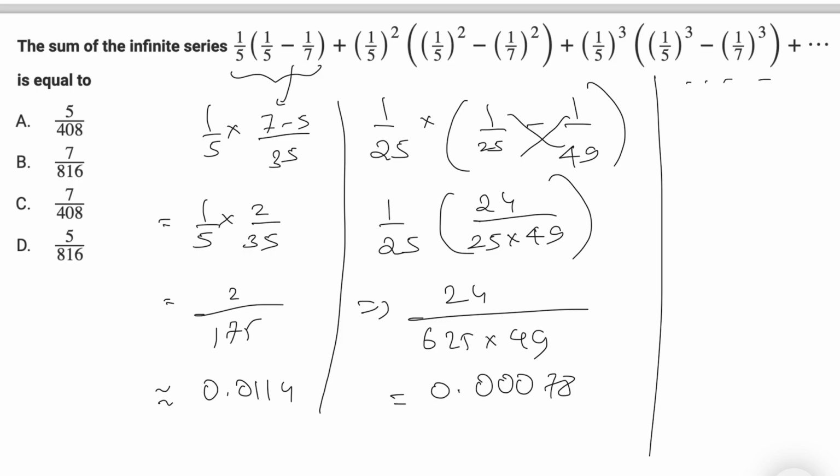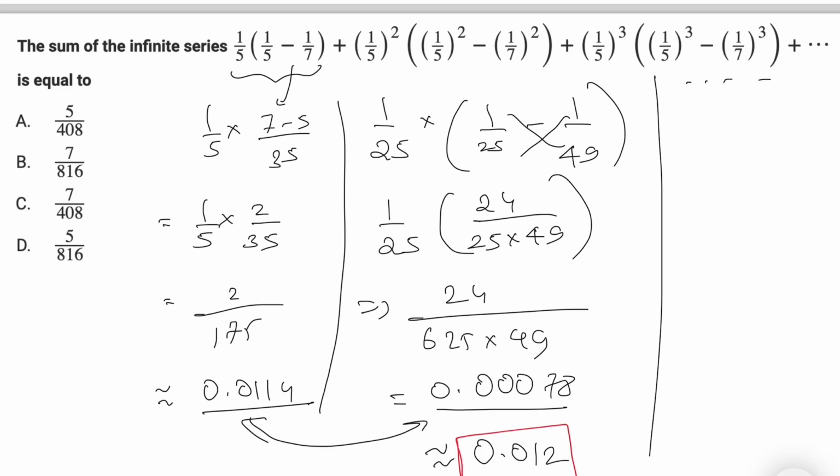So we just take the approximate value of these two numbers and add them, 0.00114. Okay, we add this to the one that we have got here, 0.00078. Okay, the approximate sum of these two numbers comes out to be 0.012. Okay, now what this means is I want an answer option that is very near to 0.012, and that should be the correct one. So if you look at the D option, it is 5 divided by 816.